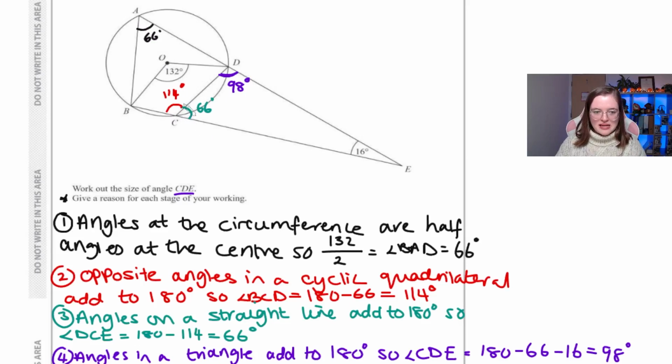Step 3 is these are on a straight line. So 180 minus 114 equals 66. And then number 4 is just angles in a triangle. 180 minus these two to get that one. And there we are. So we need all those 4 things to get 4 marks, one mark each. And there we are. Question 20. On we go.